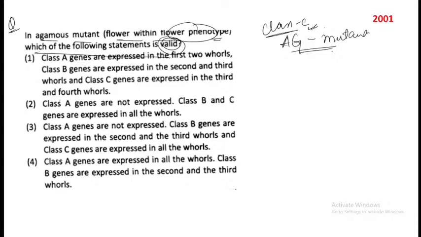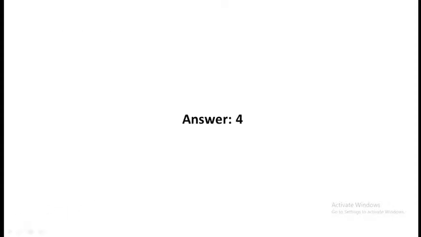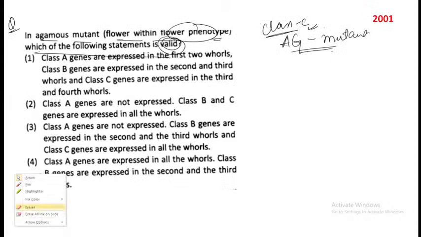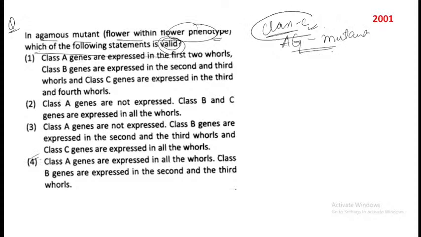Done everyone? Let's check the answer for this particular question. Answer is option number 4. Very good. All of you got the answer correct. Excellent. So the question is saying that class C gene got mutated. So if the class C gene got mutated, what will happen? Class C would not be working.